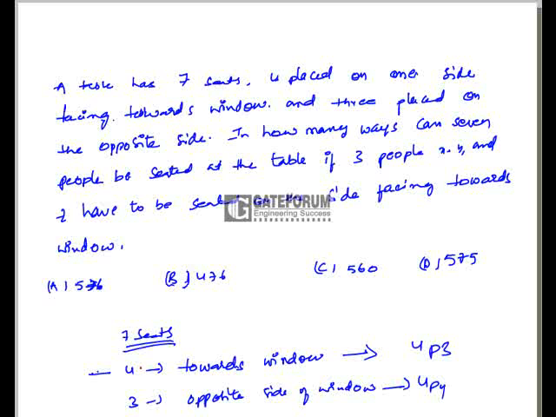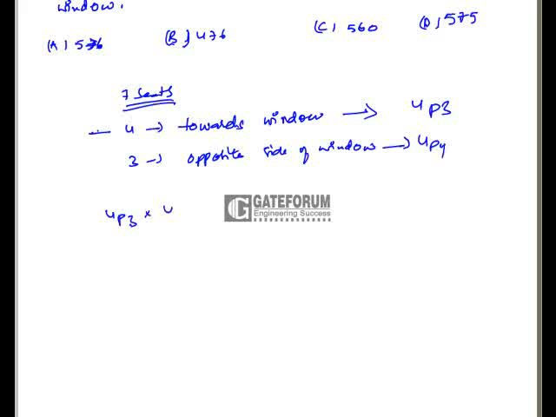So the total number of arrangements is nothing but 4P3 into 4P4. This is nothing but 4 into 3 into 2, which is 24, and 4P4 is nothing but 4 factorial, which is again 24. So 24 into 24 is 576. So here the total number of arrangements is 576, which is option A.